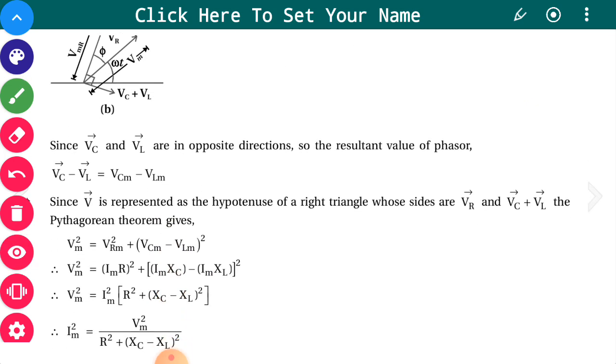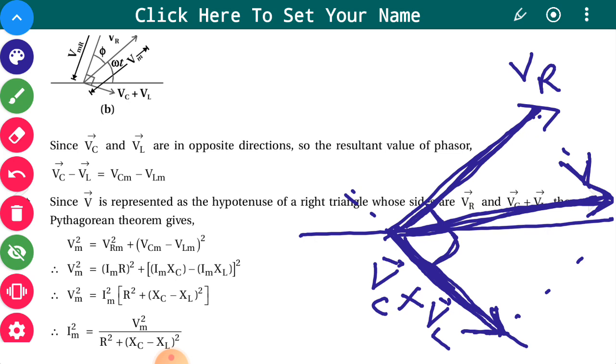VC minus VL, see it is written here. It is taken as VCM minus VLM as the resultant, because VC is more than VL. This side the length is smaller, this side the length is bigger. So VCM minus VLM is taken.